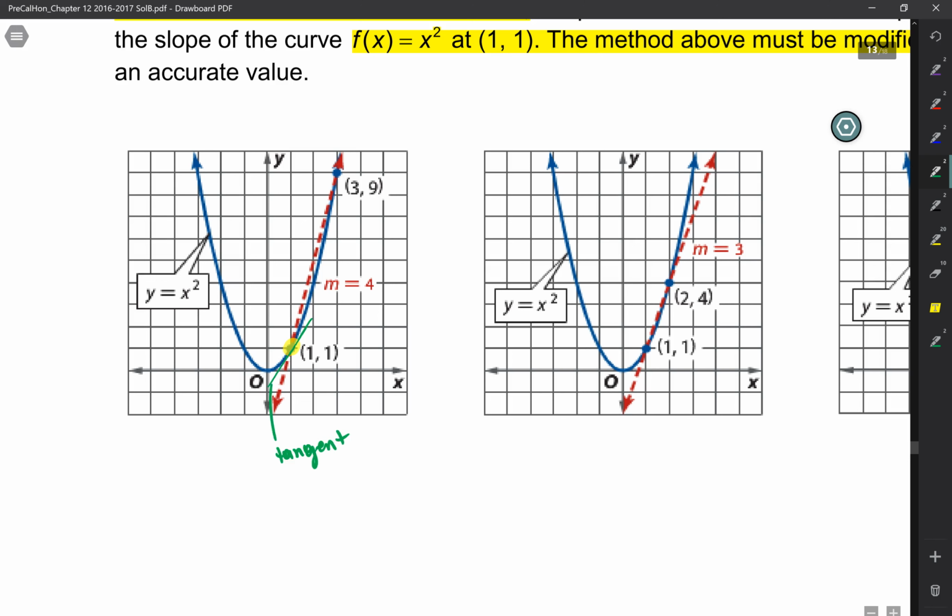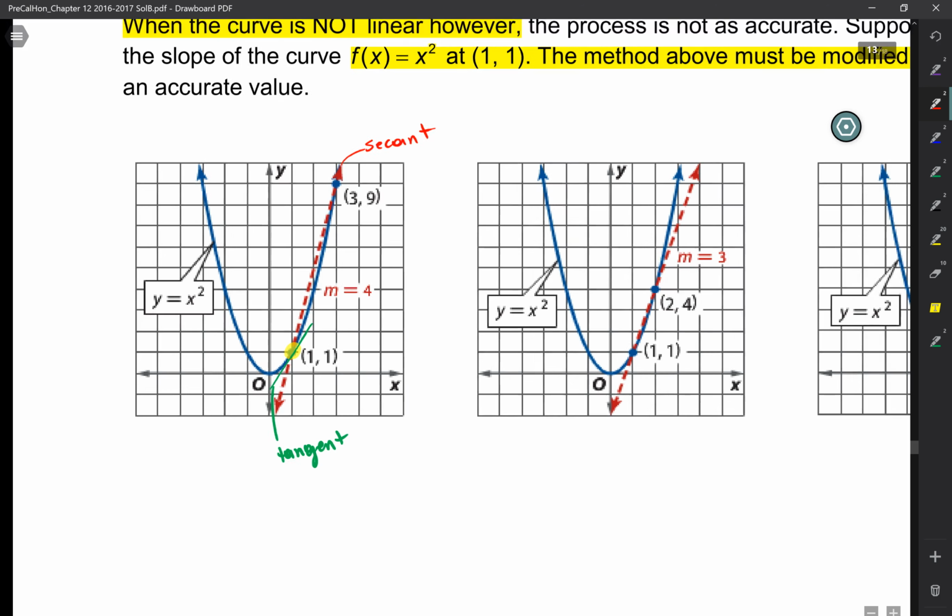So basically, finding the slope at that point means finding the slope of that tangent line. Okay? Now I'm going to pick 2 points like I did above, and connect those 2 points with that red line. At how many points does the red line cross the graph? 2. Is that a tangent line? No. What is it called when it touches the graph twice? It's called a secant line.